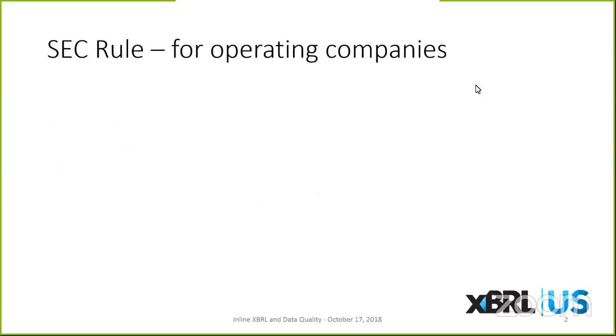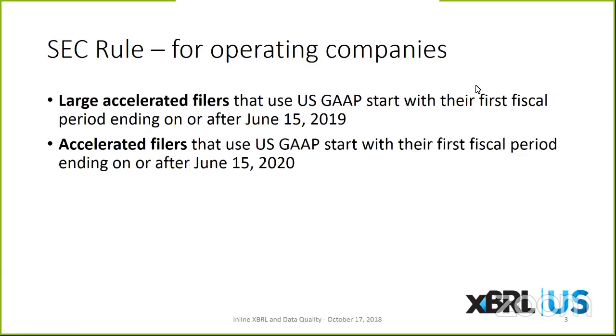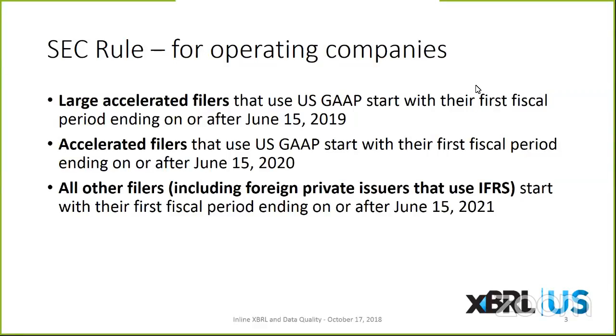So what is this Inline XBRL rule? The new rule says that there'll be no more submitting the HTML financials separate from the XBRL financials. Rather, you must submit those financials together in this new format, which is the Inline XBRL format. The rule phased in over 3 years as follows. First, the group in that 3-year phase-in is the large accelerated filers that use US GAAP, and they will start inline XBRL with their first fiscal period ending on or after June 15th of 2019, coming up this coming summer. The second group is accelerated filers that use US GAAP, and they will start with their first fiscal period ending on or after June 15th of 2020. And then the third group is all other filers, including foreign private issuers that use IFRS. They will start with their first fiscal period ending on or after June 15th of 2021. So each one comes in 1 year apart.